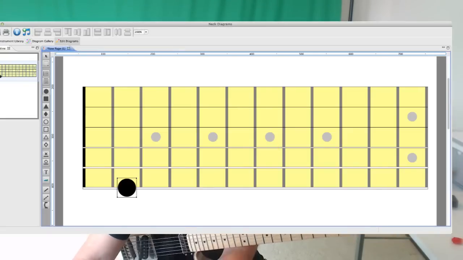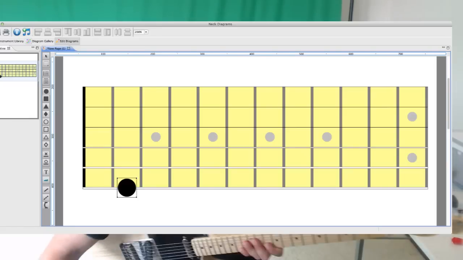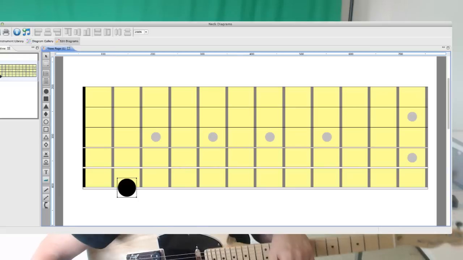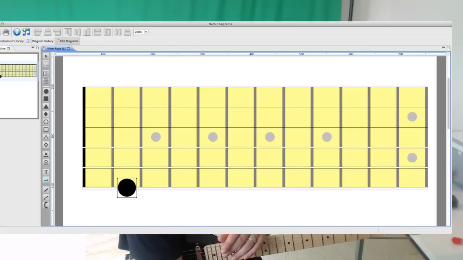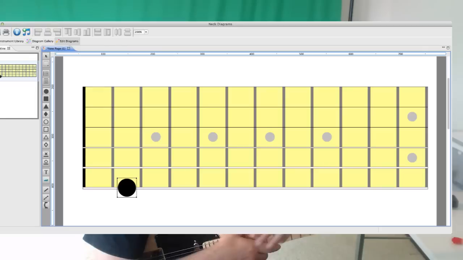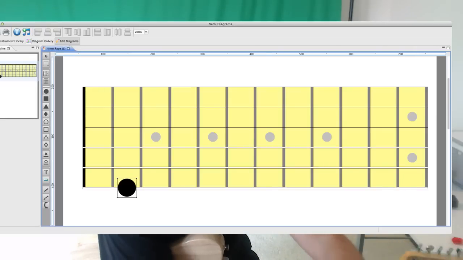Alright, let's consider our root here on the 6th string, 2nd fret. Where would be the octave? Which string and which fret for the octave, if this is our root? Yeah, exactly.